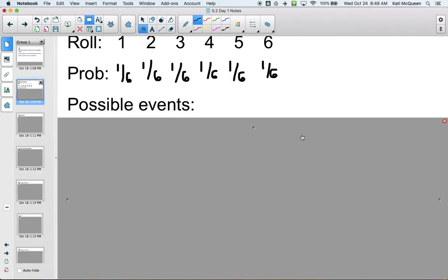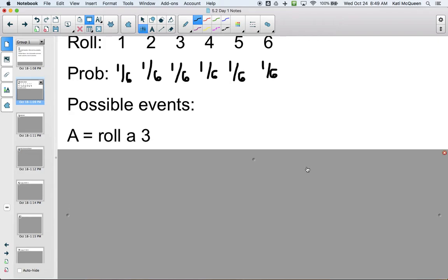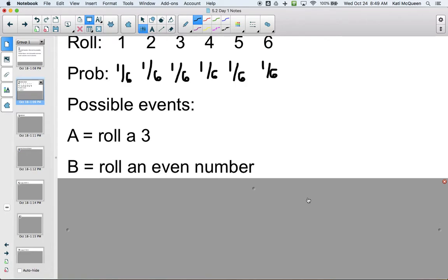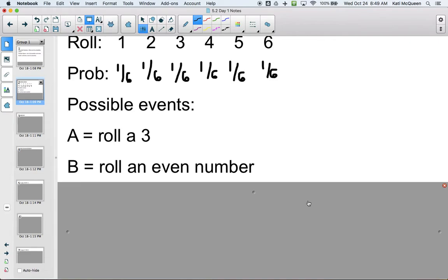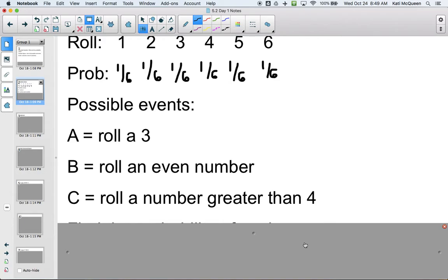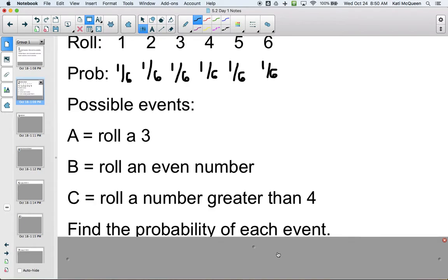Okay, so some possible events we could create for rolling a die. So a lot of times we give our events capital letters. So we're going to say, let event A equal rolling a 3. And we're going to say event B is rolling an even number. And event C is rolling a number greater than 4. Okay, so these are just the ones I picked. You could really pick anything associated with rolling a die.